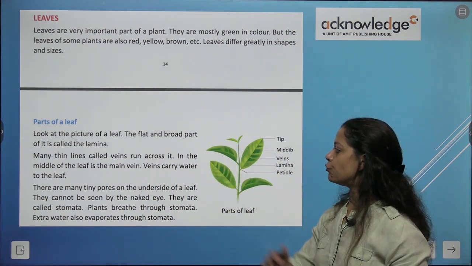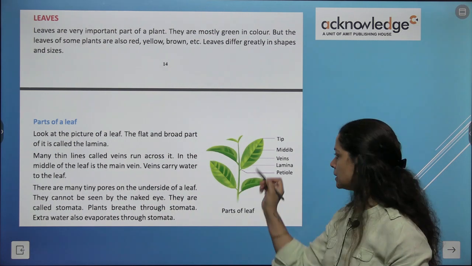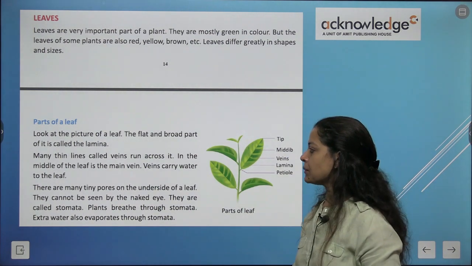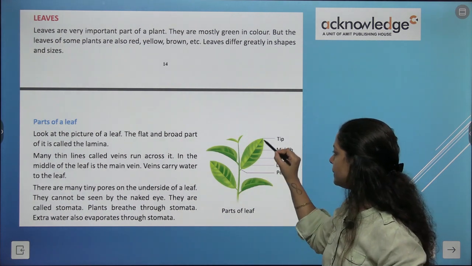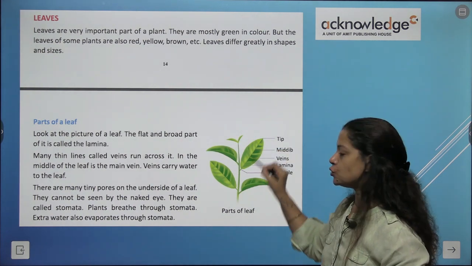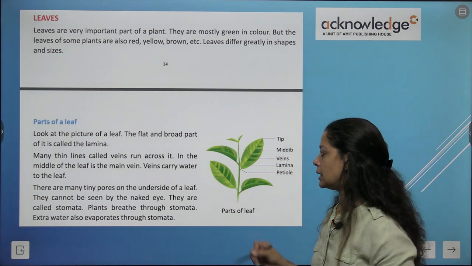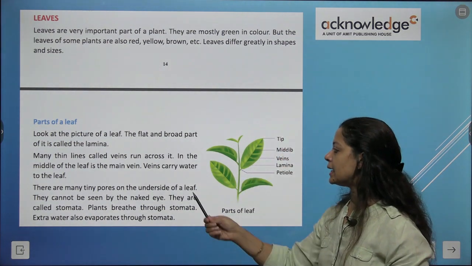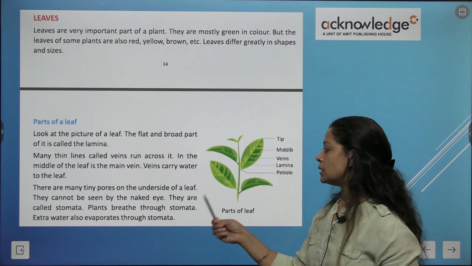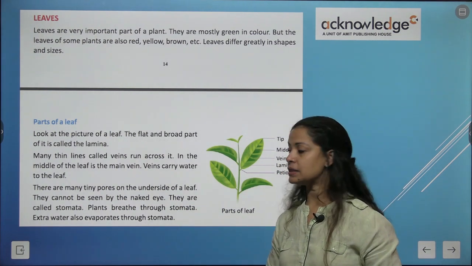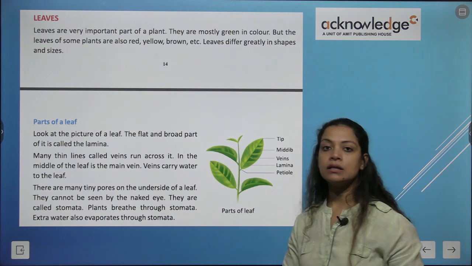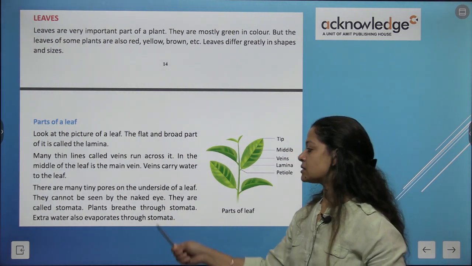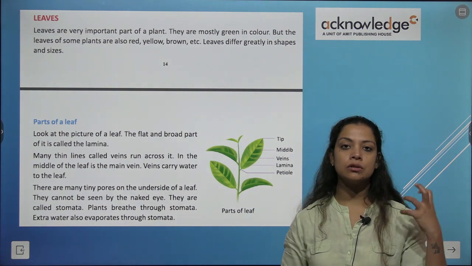Many thin lines called veins, they run across it. इस तरह से ये leaves के आसपास veins आ रही है. In the middle of the leaf is the main vein. ये जो main एक rib cage की तरह आता है. Veins carry water to the leaf. There are many tiny pores on the underside of a leaf. They cannot be seen by naked eyes. They are called stomata. They breathe through stomata and extra water also evaporates through stomata.